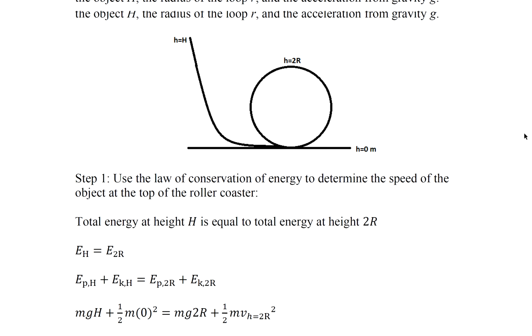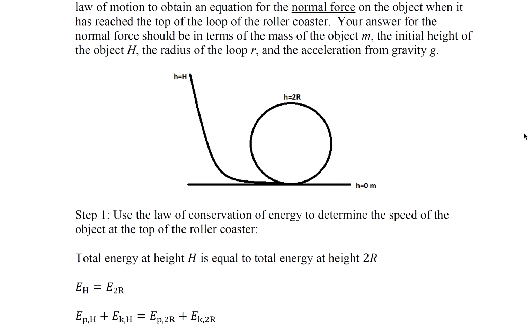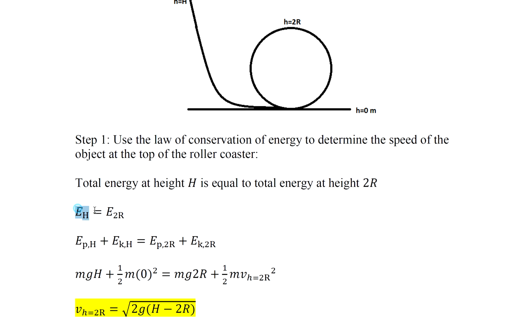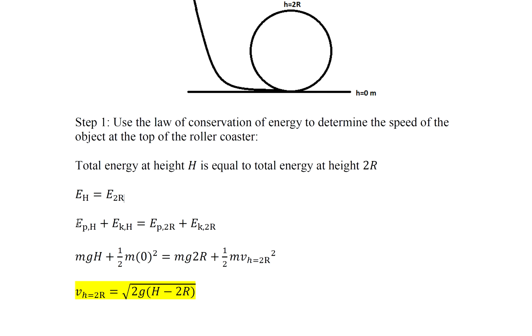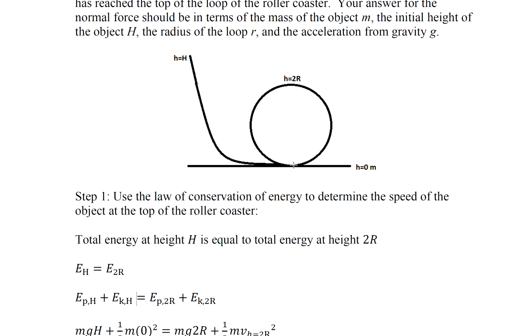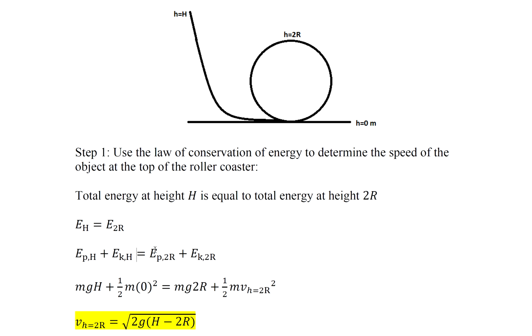So we're going to use the law of conservation of energy to determine the speed of the object at the top of the roller coaster. So the total energy at height big H is going to equal the total energy at a height of 2 times the radius. So at height big H, we have potential energy plus kinetic energy. And at a height 2r, we have potential energy plus kinetic energy.